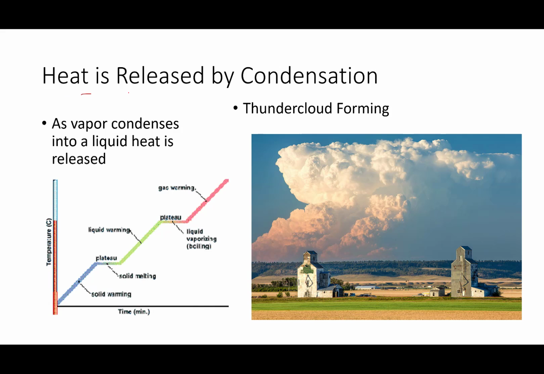When you go in the other direction, heat is actually released by condensation. So let's say we have water vapor that's up here as a gas, and it's going to come back down as a liquid. Well, all of this heat going in the other direction has to be released. Well, that releasing of heat actually creates thunderclouds.